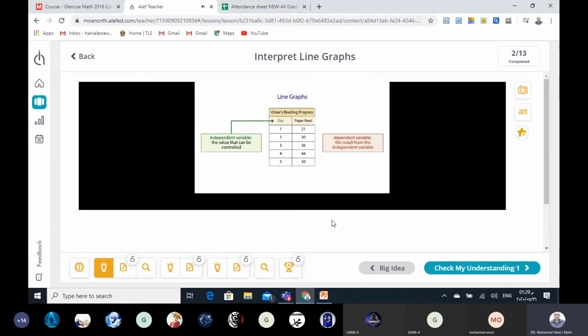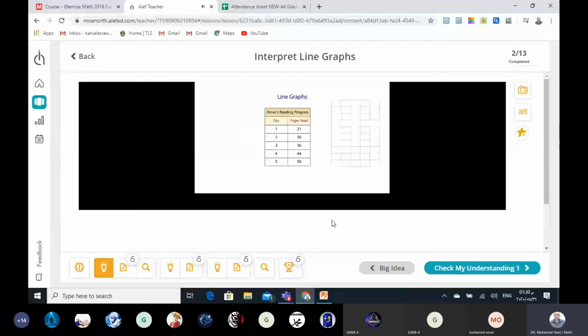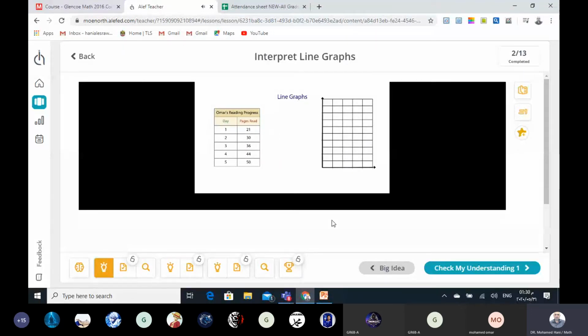Now we are ready to create the coordinate plane. Label the x-axis with day to represent the day, and label the y-axis with pages read. Next, we must choose a scale. We can count by ones for the x-axis since there are only 5 days of data. We must be sure the label along the y-axis goes up to 50, so we can count by 5s. Now we are ready to plot the points.